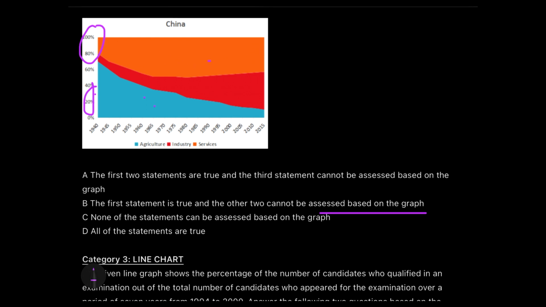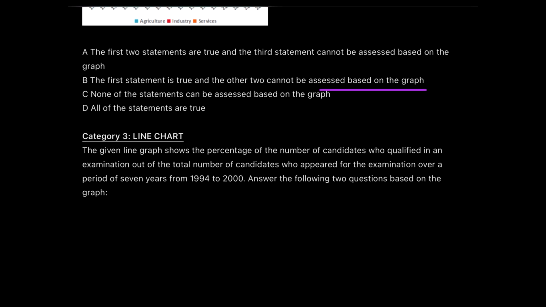Don't go by the shaded portion. This is just a myth that you look at the shaded portion and you get the answer. Any number-based question cannot be assessed in this random graph. Fine. Now the third category is the line chart.